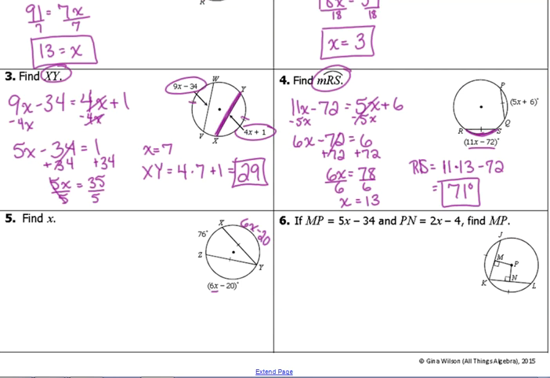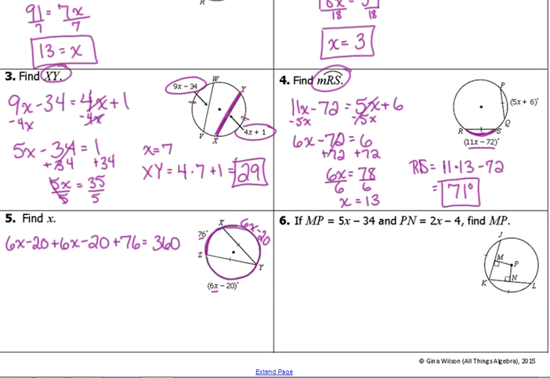Now, it doesn't do us any good to set 6x minus 20 equal to 6x minus 20. Everything's going to cancel. So look at what else they give us. They give us that this arc right here is 76 degrees. So do we not have all the arcs marked around our circle? When we have that, then we add them all up and set them equal to what? 360. When we have all the arcs, we add them all together and set it equal to 360.